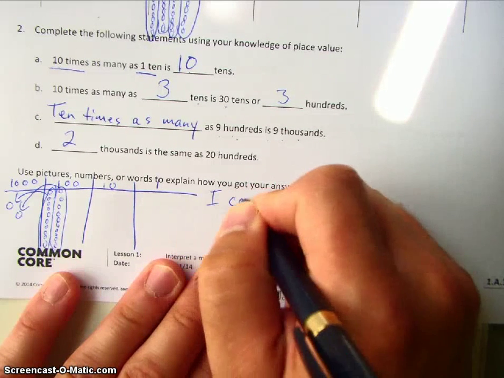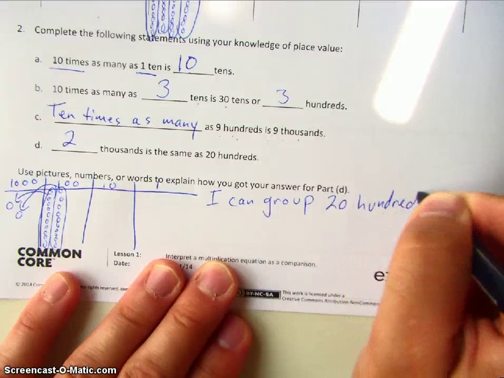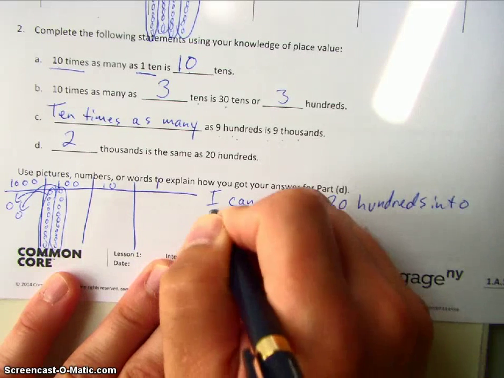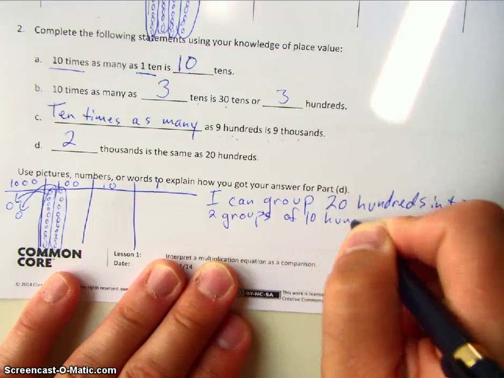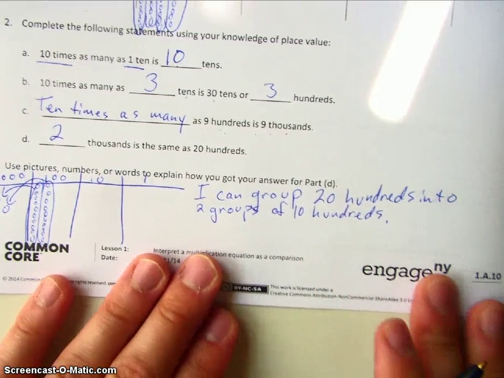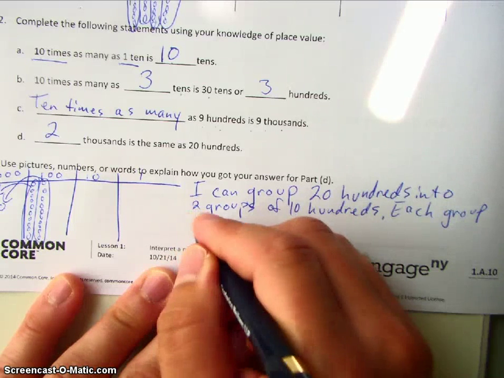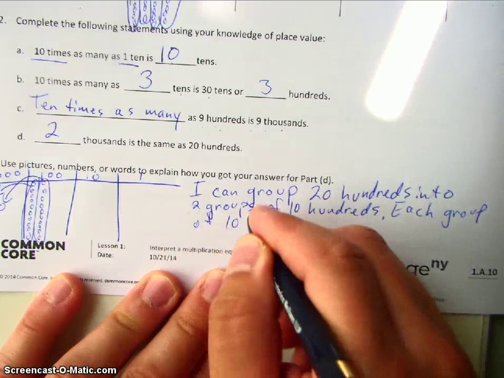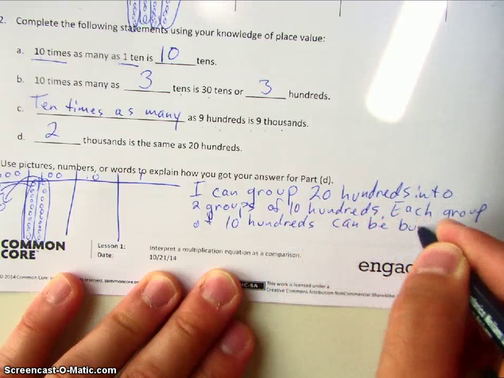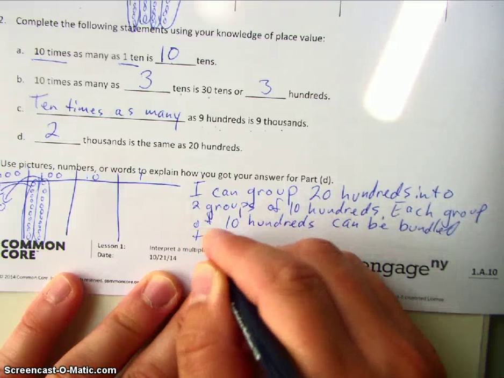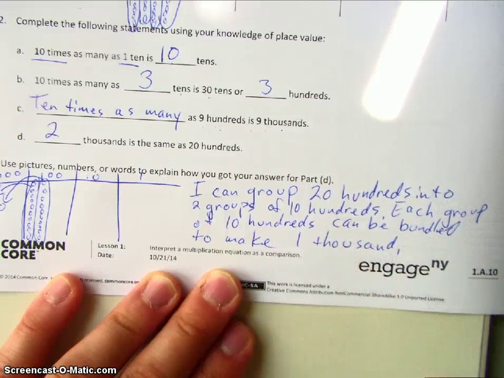So I can group 20 hundreds into two groups of 10 hundreds. Each group of 10 hundreds can be bundled to make 1,000. So we end up with 2,000s.